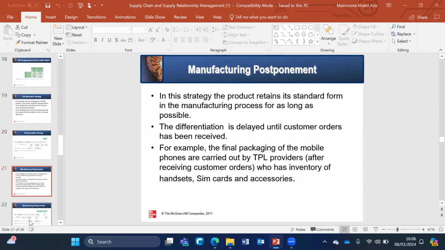Next one is manufacturing postponement. In this strategy, the product retains its standard form in the manufacturing process for as long as possible, and the differentiation is delayed until the customer order has been received. For example, the final packaging of mobile phones that are carried out by TPL providers who have an inventory of handsets, SIM cards, and accessories.